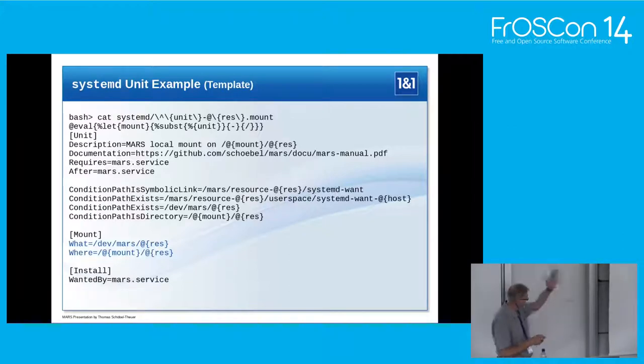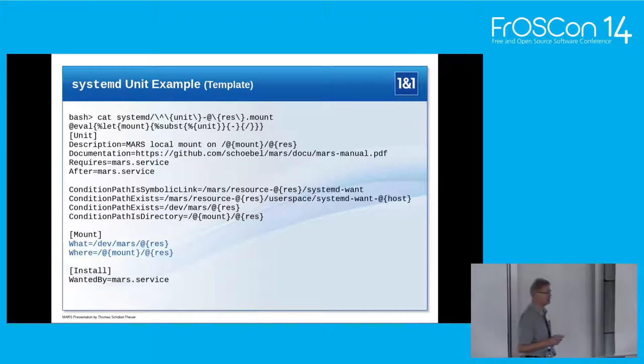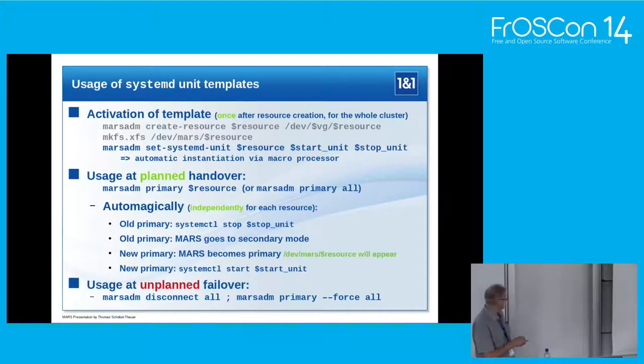So if you have 1,000 resources, and we have 3,800 resources, we don't need to write 3,800 versions of the same systemd unit. We write it only once and the rest is done by the macro processor, of course. So that's it.